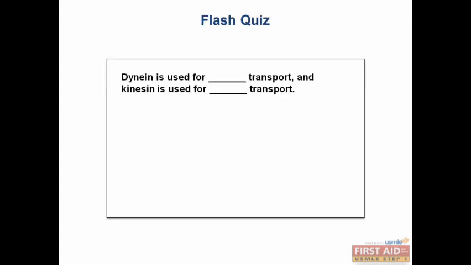Before we move on, let's see if you remember which direction these proteins go. Dynein is used for blank transport, and kinesin is used for blank transport. The options here, by the way, are either anterograde or retrograde. The answer is retrograde, or towards the minus end for dynein, and anterograde, or towards the positive end for kinesin.